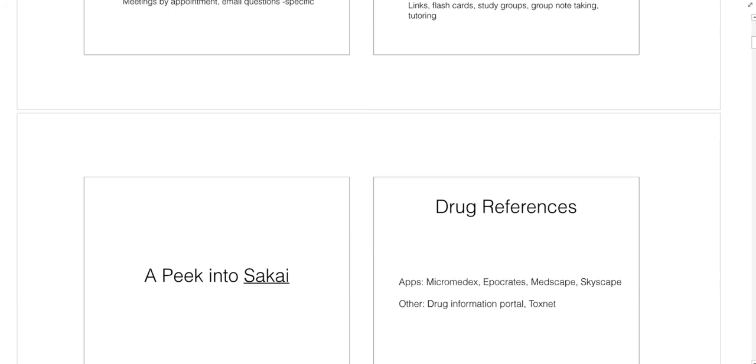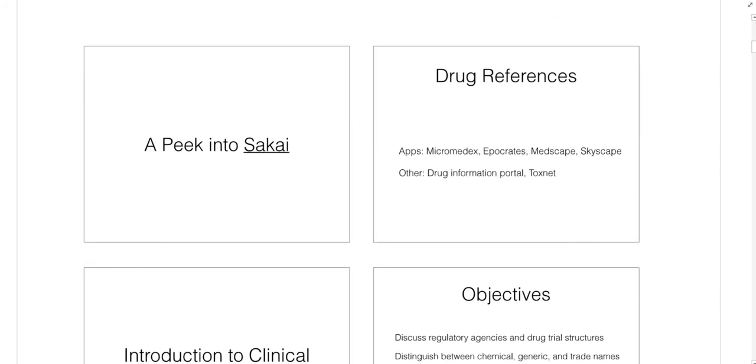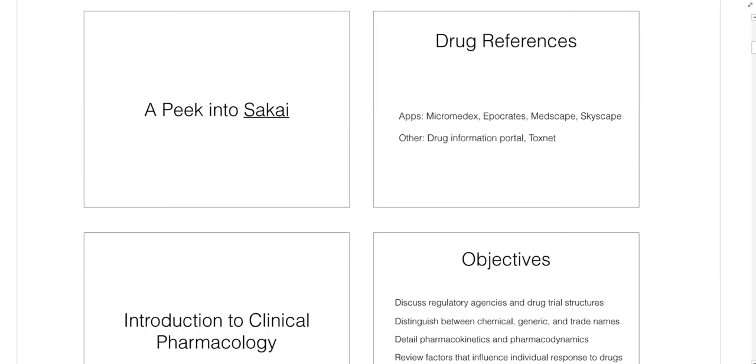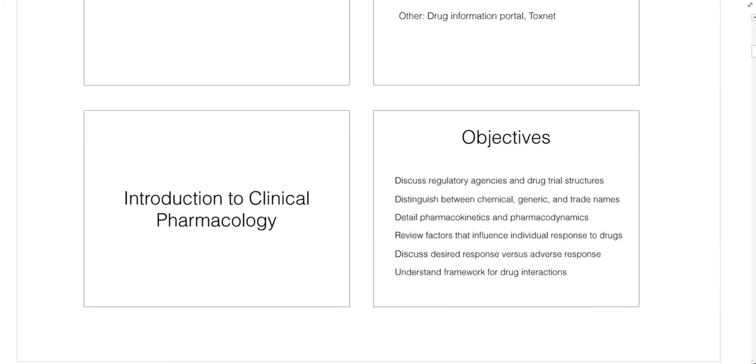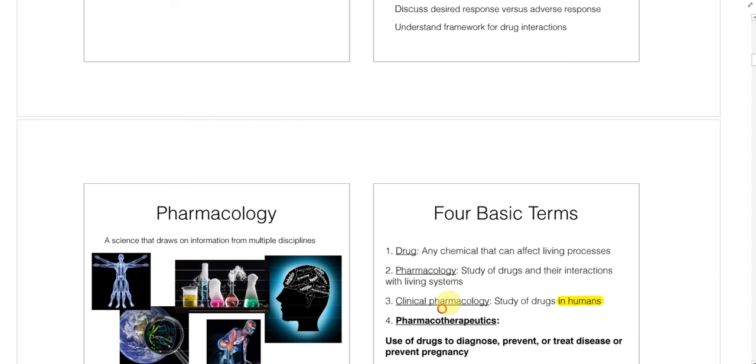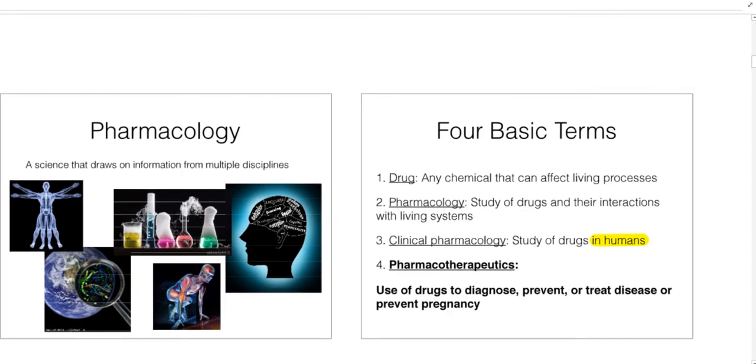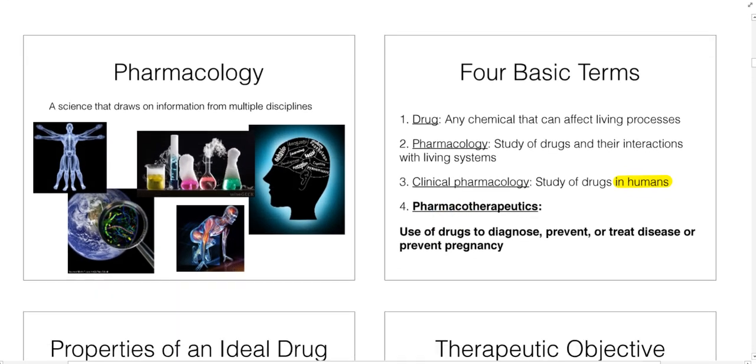Okay, so be a good student, good drug references. What's the one that I like? Lippincott. I think everyone's got access to Lippincott and UpToDate. Those are the best. Clinical pharmacology. You can zoom this in a little bit, a little better.